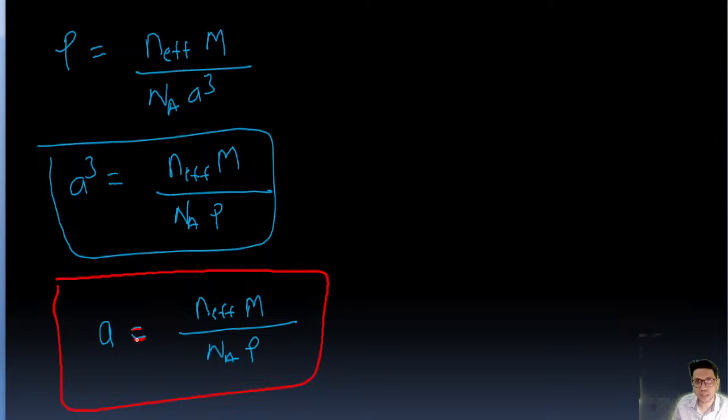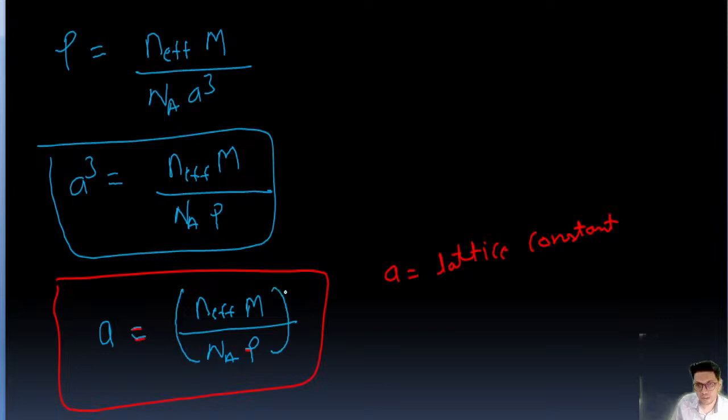So A is the lattice constant. A value is n effective upon M upon N_A rho, where rho is atomic density. Very important formula, guys. I've made a mistake: this whole expression is to the power 1 by 3. Okay, so this is a very important formula, guys. This is the relation between lattice constant and atomic density.